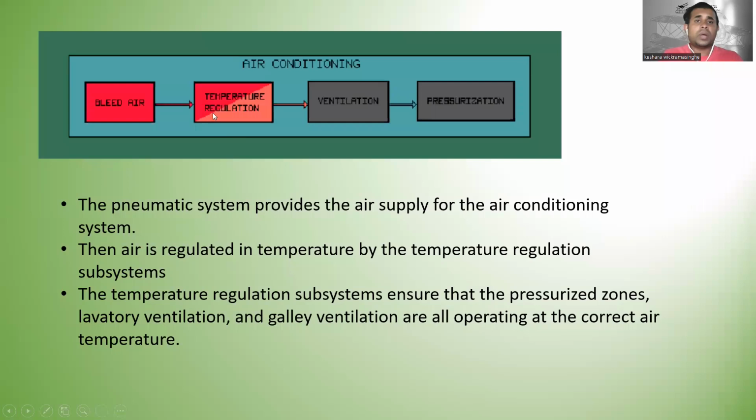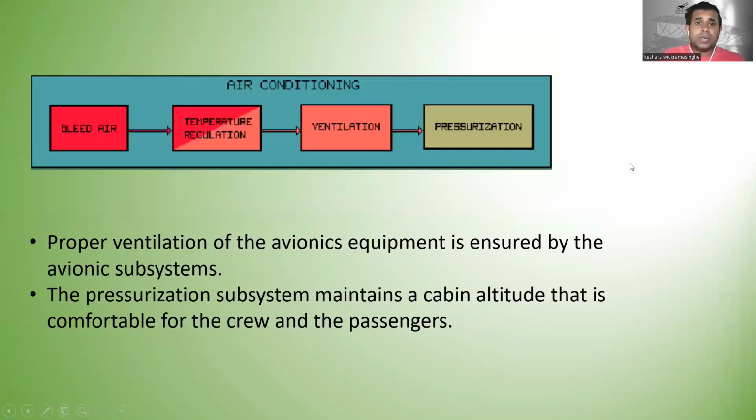All right, now you can see the air conditioning. The pneumatic system provides the air supply for the air conditioning system. For the aircraft air conditioning system, the air is supplied by the pneumatic system of the aircraft, right? Then the air is regulated in temperature by the temperature regulation subsystems. You can see this is the bleed air. This comes from the pneumatic system in the aircraft, and then it goes to the temperature regulation. And the temperature regulation subsystems ensure that the pressurized zones, lavatory ventilation and galley ventilation are all operating at the correct air temperature. All right, so let's go to the next page.